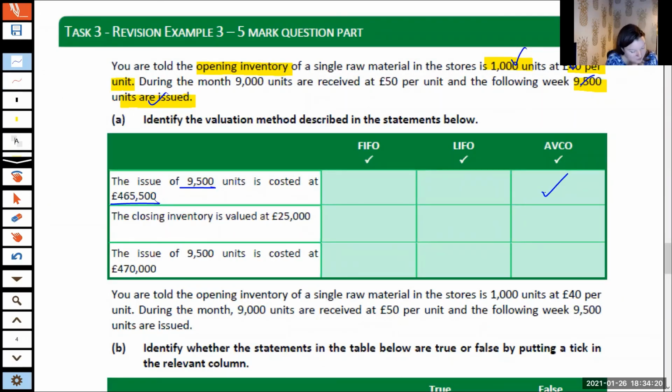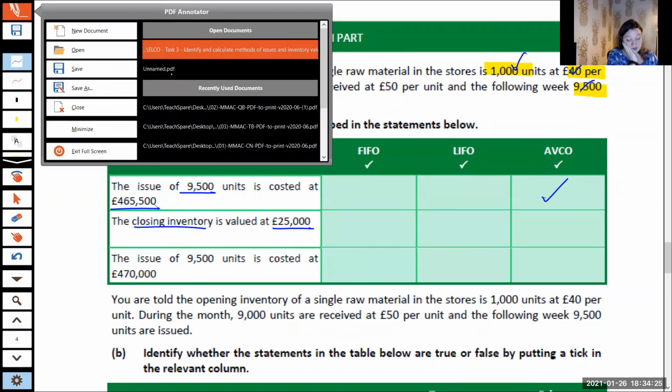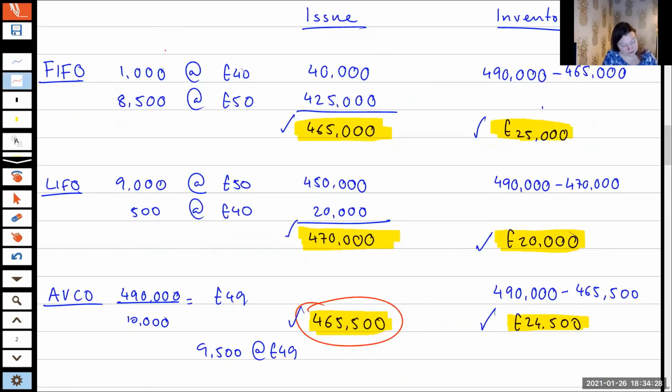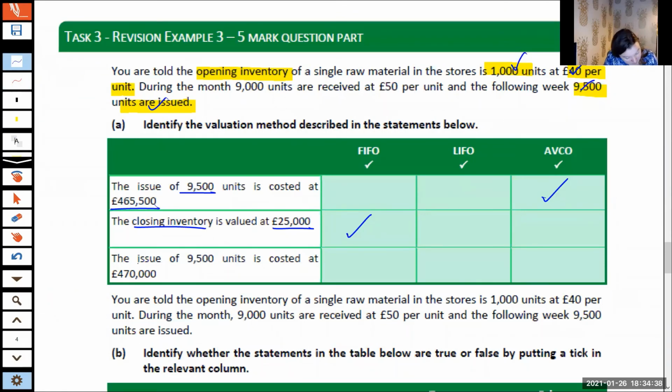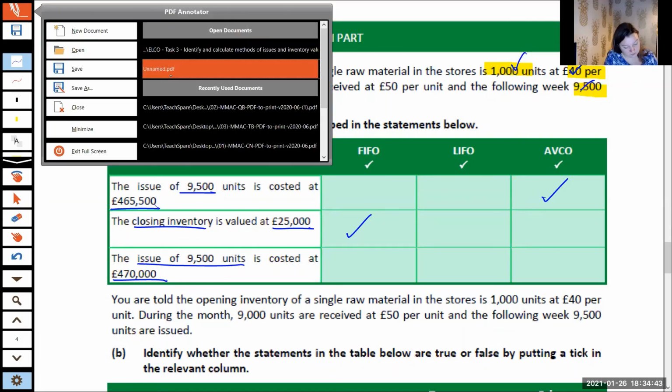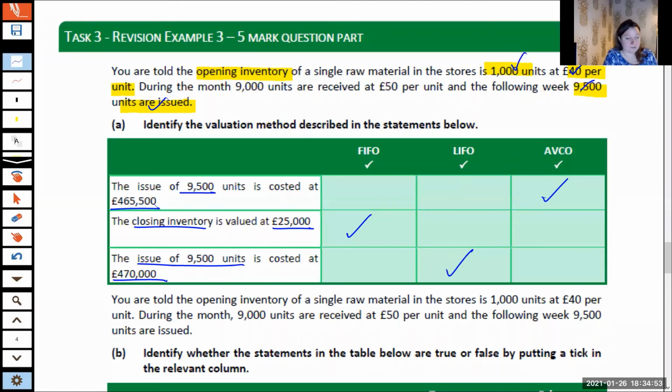The next question says the closing inventory is 25,000. Let's look at which closing inventory was 25,000. I can see that is FIFO. So FIFO gave us a closing inventory of 25,000, and we'll give that one a tick. And the last one, I can see the issue is 470. Which one gives us an issue cost of 470,000? I can see that figure is for LIFO, so I'm going to tick LIFO. And that's the answer to those 3.